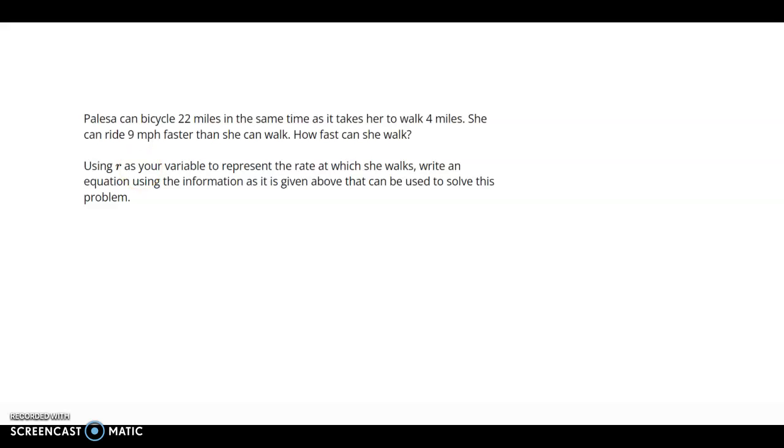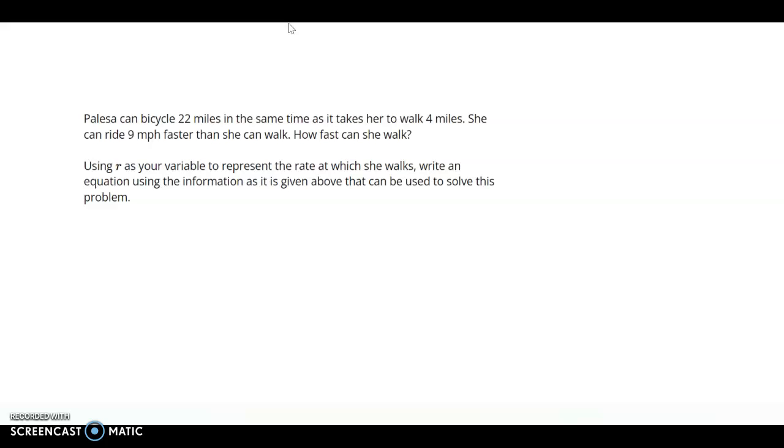So Polisa can bike 22 miles in the same time as it takes her to walk 4 miles. She can ride 9 miles per hour faster than she can walk. How fast can she walk? Using r as your variable to represent the rate at which she walks, write an equation using the information as it is given above that can be used to solve this problem.